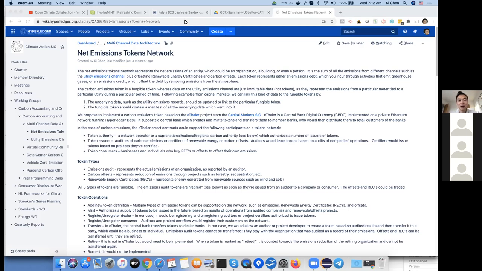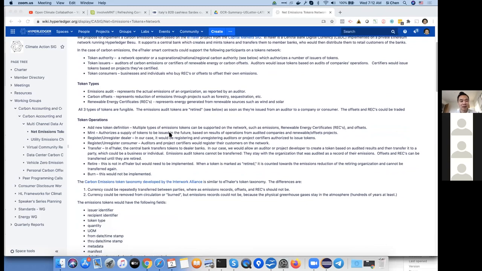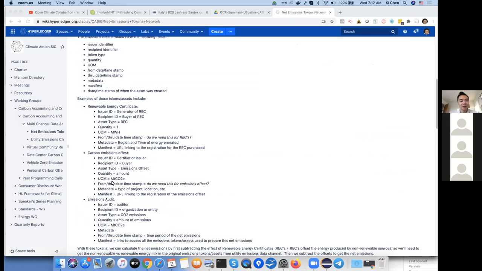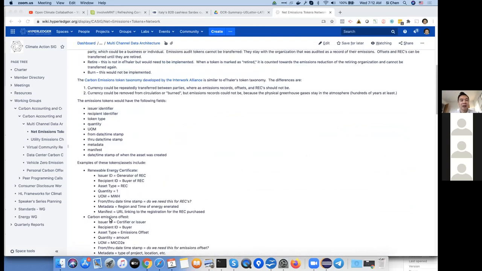We went through your CBDC examples and looked at what it did, and we came up with this, which is a page on the wiki. It's basically an emissions tokens network that could be used to trade, record and transact in emissions and offsets. I won't read through all of it, I'll just leave most of this here, because some of this, like the unit being a measure, quantity, and so on, is specific to us in the emissions field.